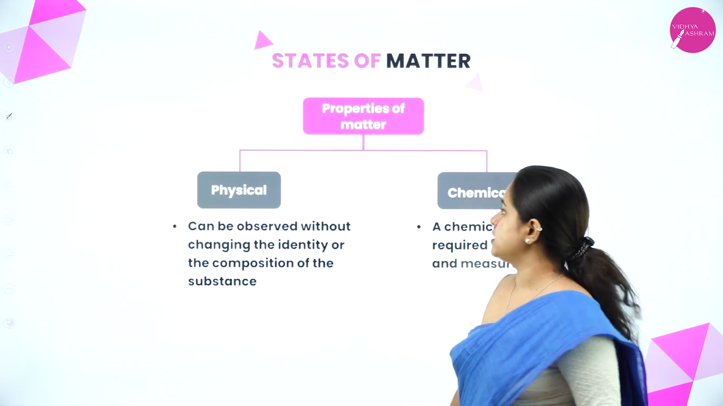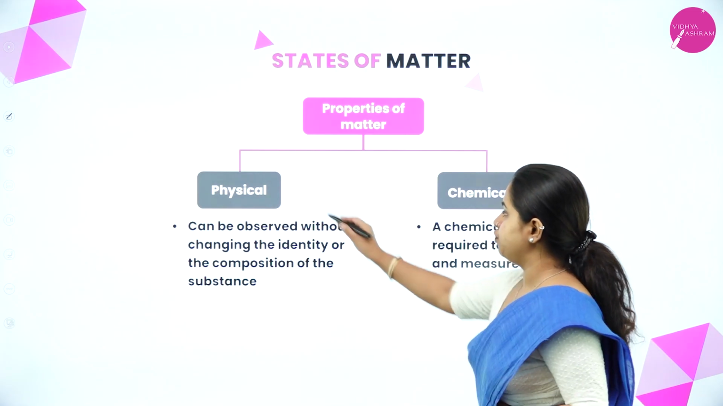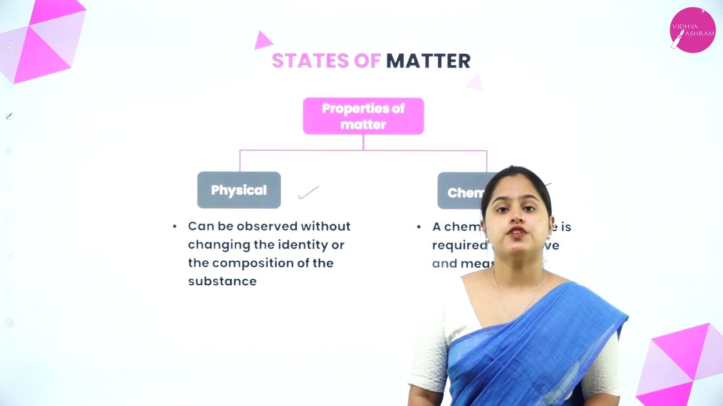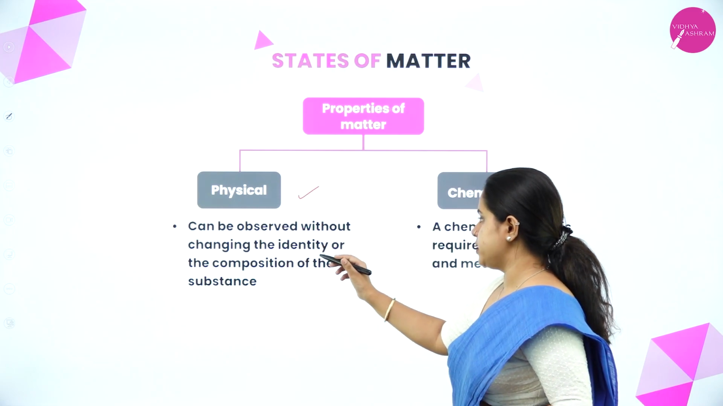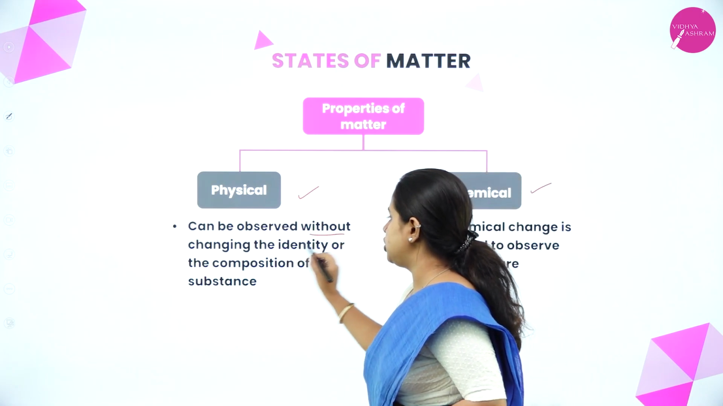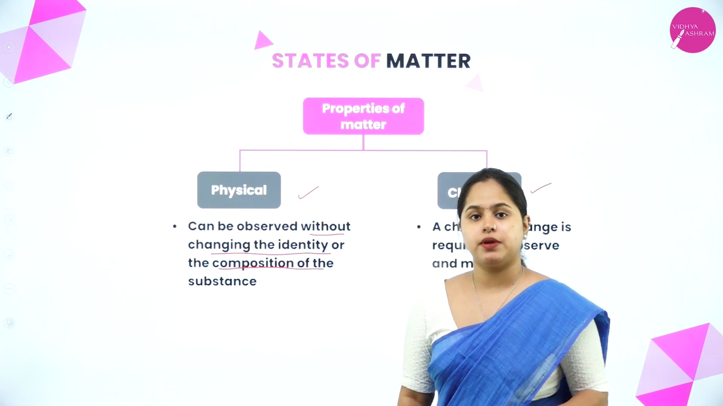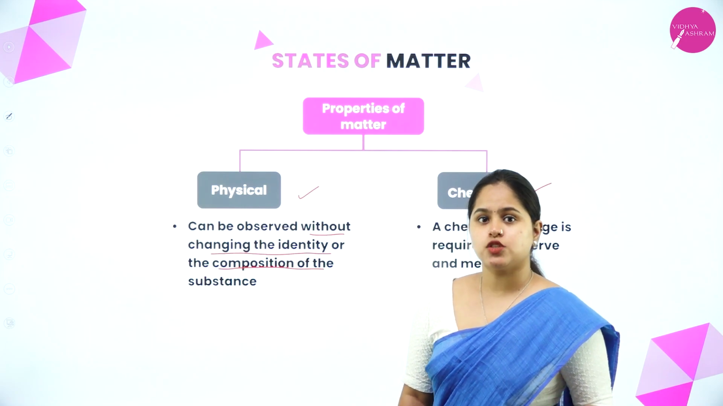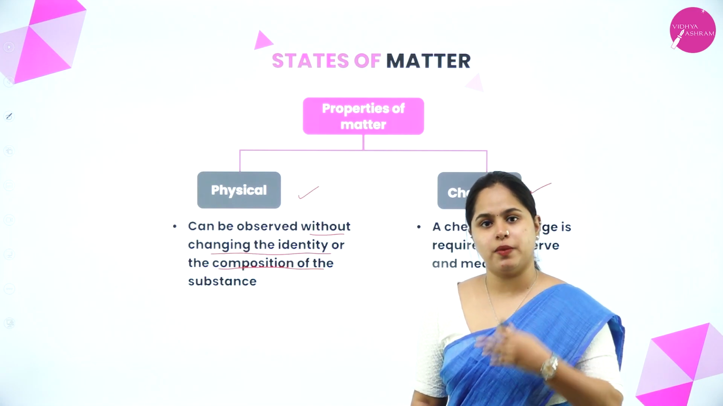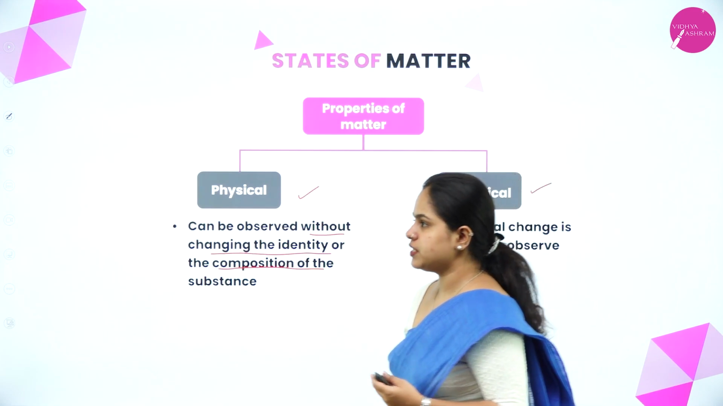Now let's move on to the next section, that is properties of matter. Properties of matter can be divided into physical properties as well as chemical properties. First we'll begin with physical properties. Physical properties are properties that can be observed without changing the identity or composition of the substance. An example of these can be smell or taste. If you want to taste or smell a substance, you need not change its identity. Such properties are called physical properties.